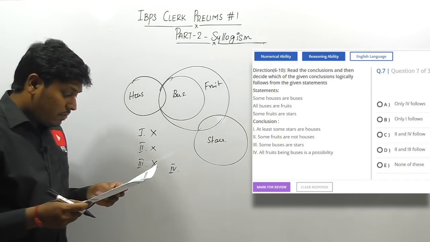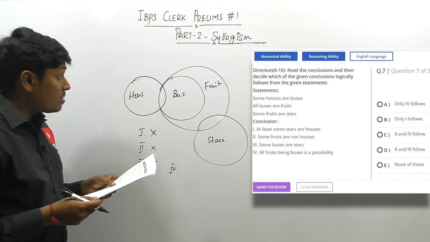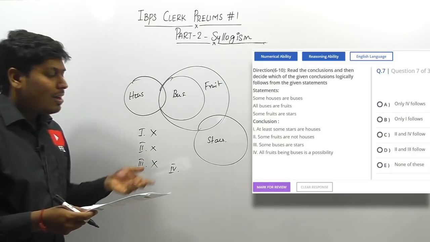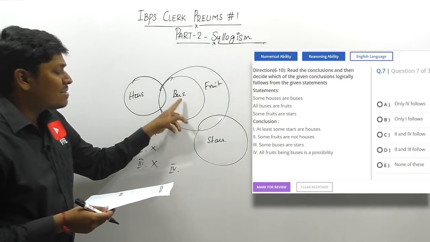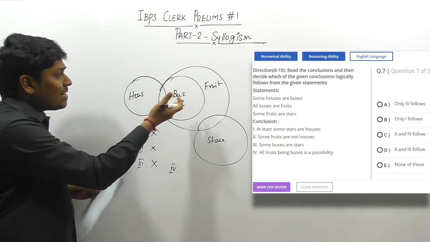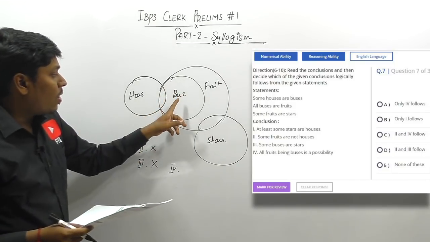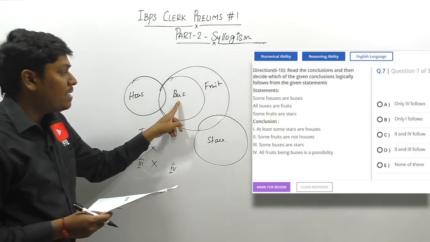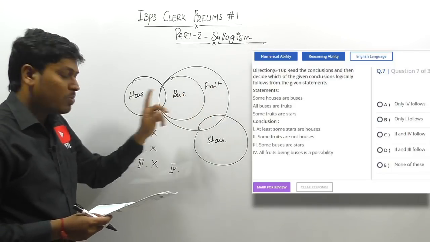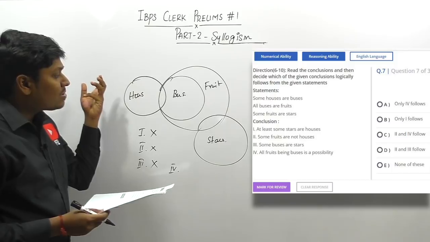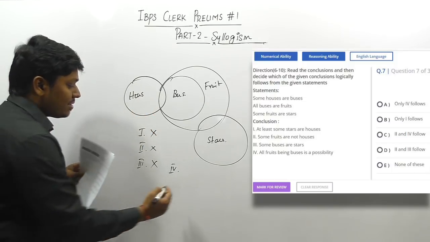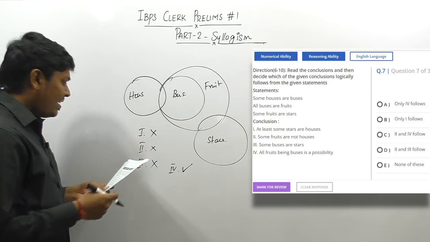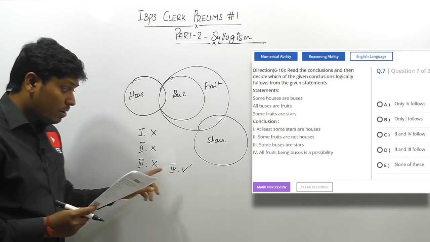Conclusion number 4, all fruits being bus is a possibility. Yes, it's a possibility, and it is definitely possible. It's also not a direct statement, right? Listen carefully. All buses are fruits, and here the conclusion says all fruits being bus is a possibility. Fruits and bus are both in a single parameter, and it is not a definite statement. So we can say that conclusion number 4 is true. So finally for this question, conclusion number 4 alone follows.